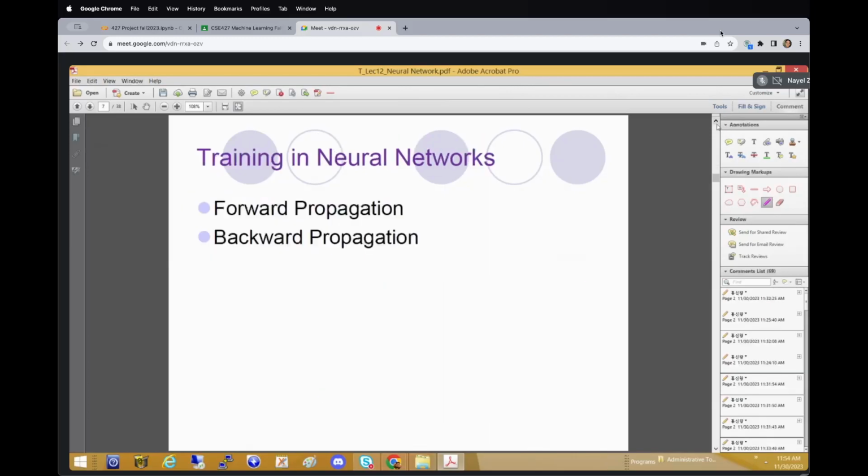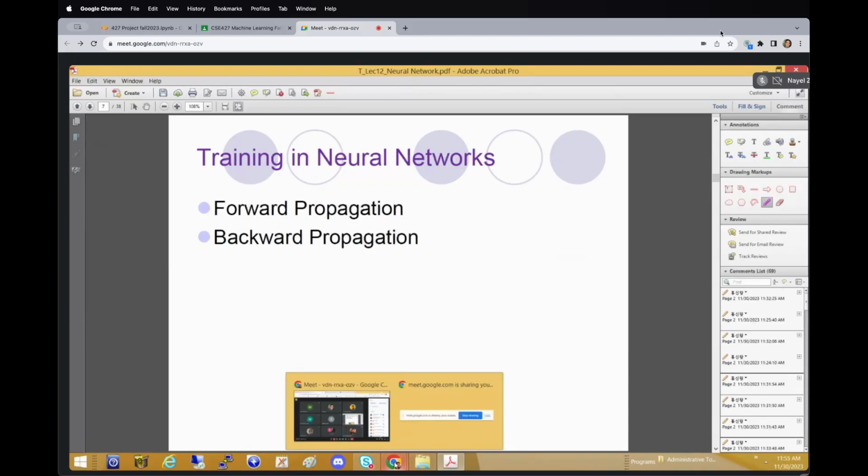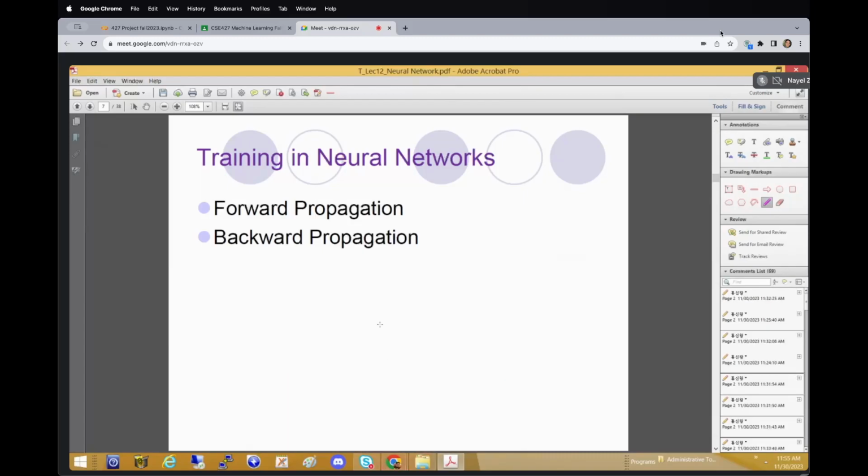Now what we need to learn about is neural network training and testing. For the training purpose, the neural network has two phases. One is called forward propagation, another one is called backward propagation. We will discuss what forward propagation is and how to find the predicted numbers, and in backward propagation, how to update the weights for training the neural networks.